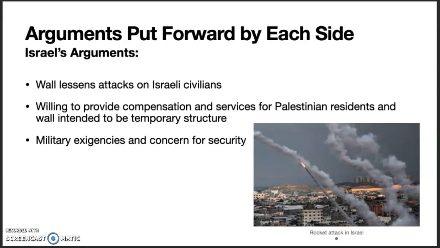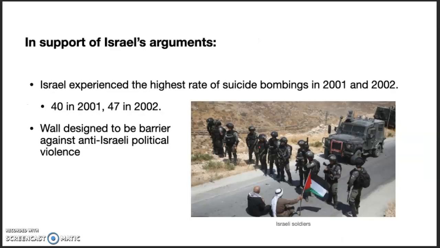The growing concern for the safety of Israeli civilians at the time of the construction of the wall could be attributed to the heightened attacks on Israel. Israel experienced the highest rate of suicide bombings in 2001 and 2002. The construction of the wall was designed to be a barrier against this increase of anti-Israeli political violence.